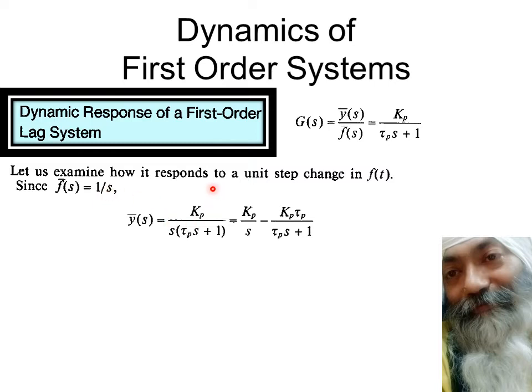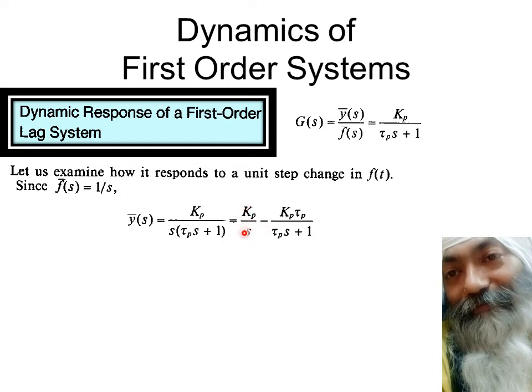So this entire thing is getting multiplied by 1 by s, and this s comes in the denominator. If we take the partial fractions, this can be broken into Kp by s minus Kp tau p divided by tau p s plus 1. If you're not very sure, you can just take the LCM and cross multiply and see whether we get the same thing. So this is the partial fraction, and then we're going to take the Laplace inverse.